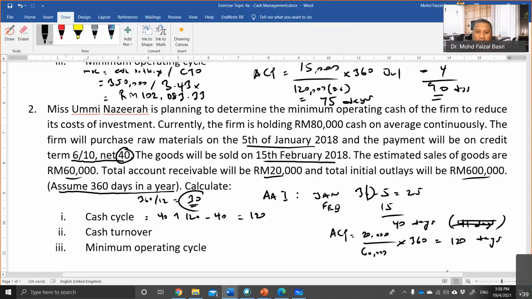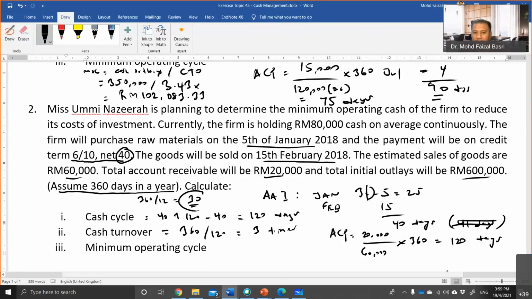So we have a cash cycle of 120 days. Okay, 120 days is our cash cycle. AAI 40 days based on the two dates. The ACP 120 days based on the formula, the ratio. And the 40 days is based on the credit terms, the payable. So this person is advised to pay as late as possible, 40 days. So we have a total cash cycle of 120. So 40 plus 120 minus 40. So 40 minus 40, 0. So 120. So for cash turnover, it's 360 divided by 120.